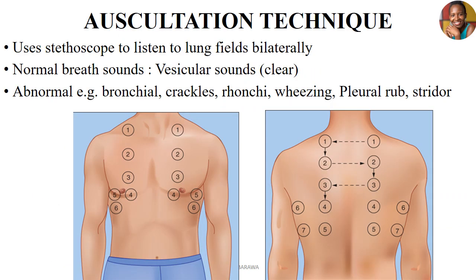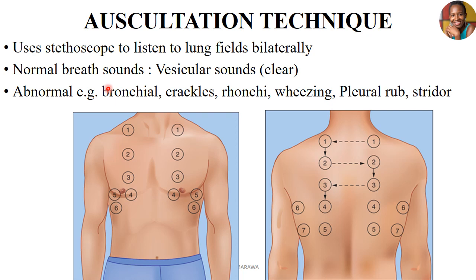And finally, we get to see the auscultation technique. With the auscultation technique, we use a stethoscope to listen to the lung fields, and we will also listen to them bilaterally. Bilaterally means we will be checking on the right and comparing it on the left. Again, you are targeting breath sounds here. Like for percussion, where we were targeting the notes, that is the dull or the resonance, here we are targeting the breath sounds.